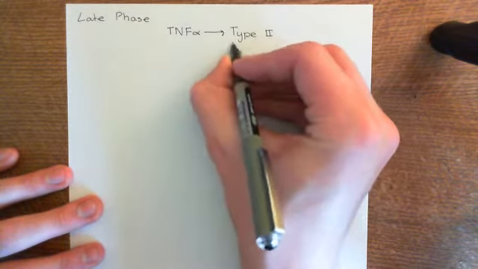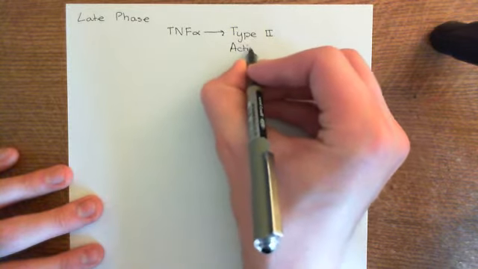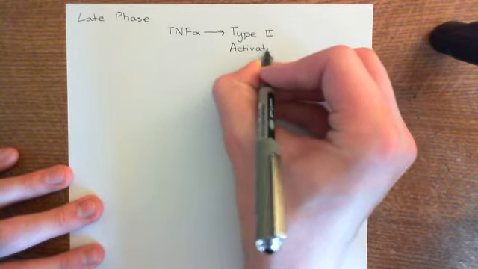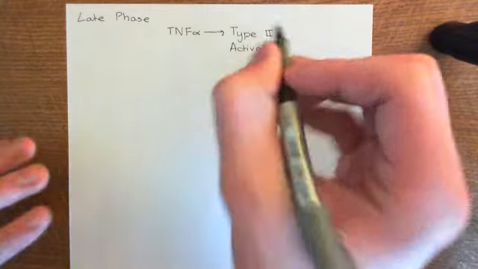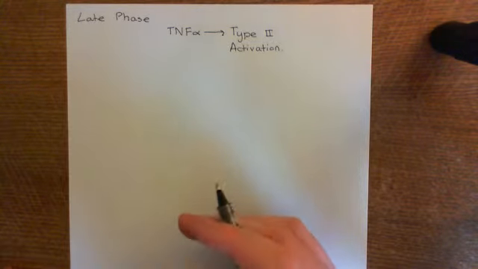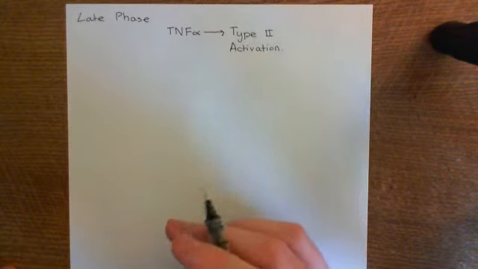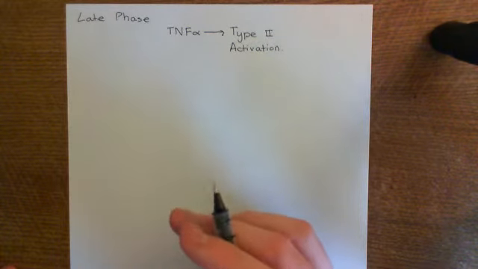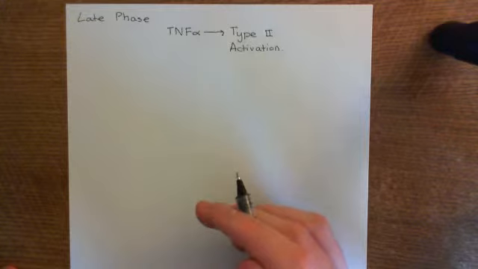Okay, so type 1 activation of endothelial cells occurs within minutes, basically. It takes a few minutes, and that's because it doesn't involve any changes in gene expression, so you don't have to produce any new proteins to type 1 activate an endothelial cell. Whereas type 2 activation takes hours to occur, okay? And the reason is because it changes gene expression within the endothelial cells.